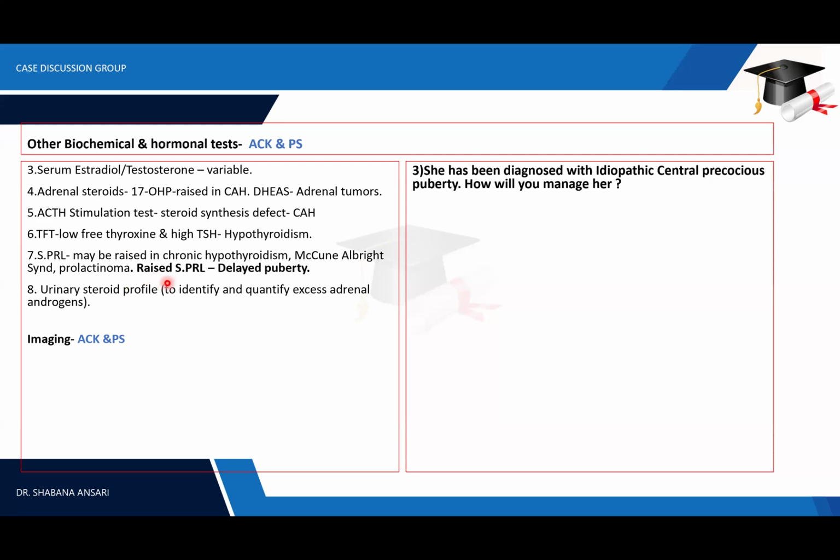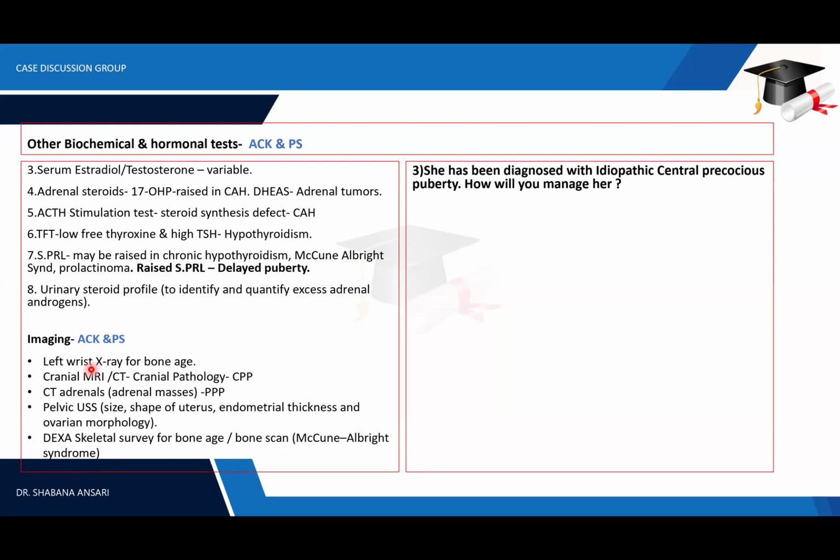Usually raised serum prolactin is indicative of delayed puberty. Urinary steroid profile if needed, just to identify and quantify excess adrenal androgens. Imaging is important. Whenever we see there is increased growth spurt, bone age is advanced, and the GnRH stimulation test is showing that LH is raised, it is indicative of central precocious puberty, isn't it?